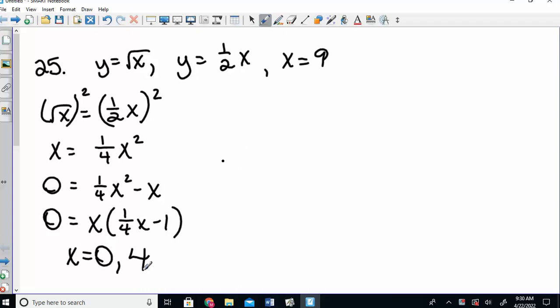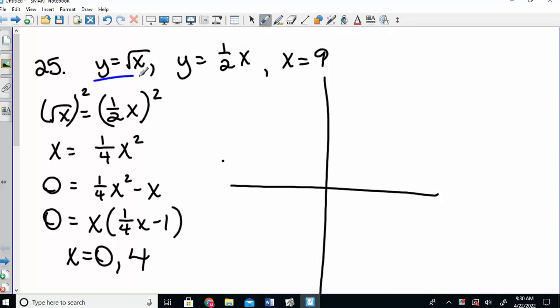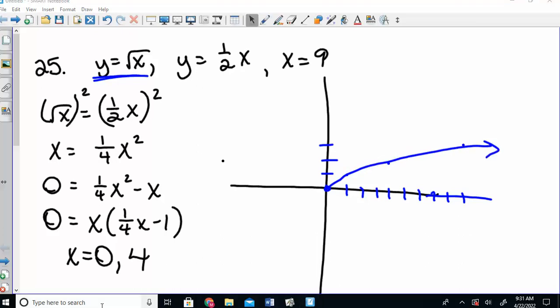So let's get our graph. I'm going to start with the square root. Alright, so square root of 0 is 0, square root of 1 is 1, square root of 4 is 2. I'm going to go ahead and do the square root of 9 is 3, because this tells me I'm going all the way to 9. Here's my square root graph.